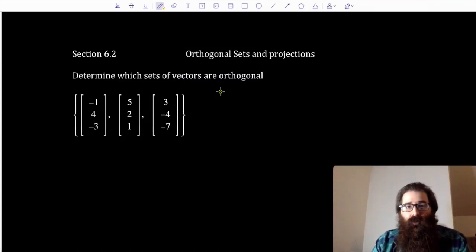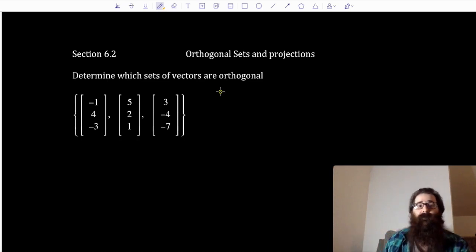Hey, today we're going to talk about orthogonal sets, and we're going to have an introduction to orthogonal projections. Let's start with some examples determining whether or not a set of vectors is an orthogonal set. We ended with this in the last section, so we'll start with it right now.